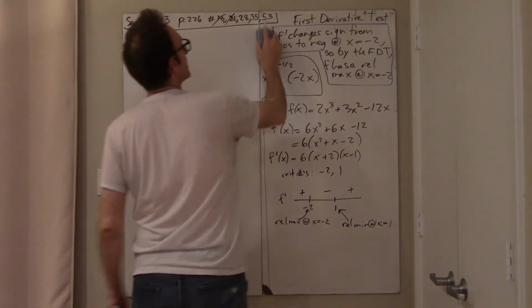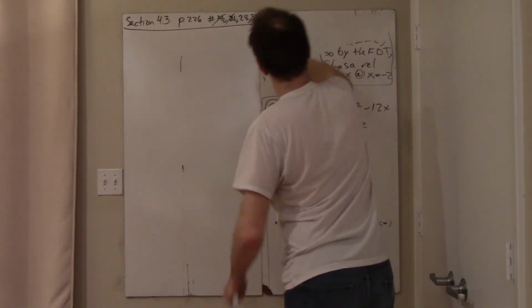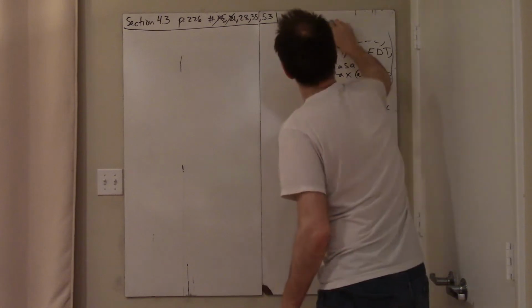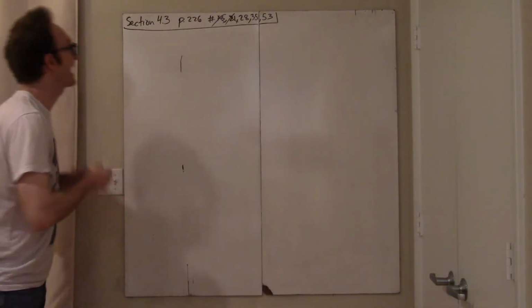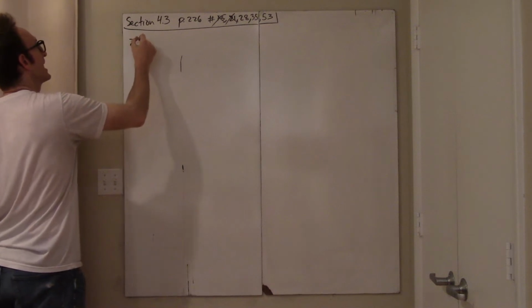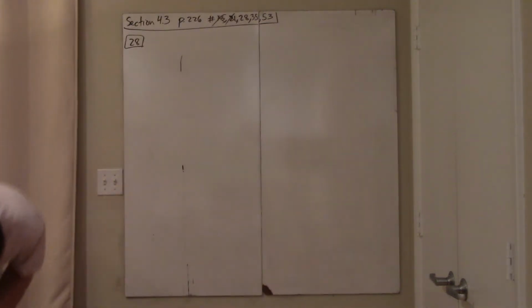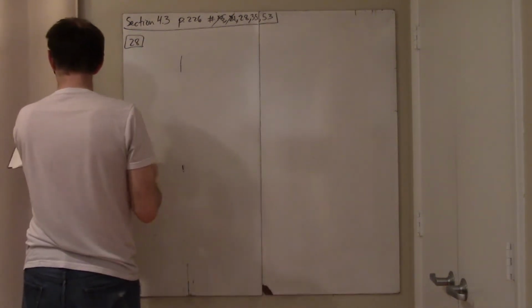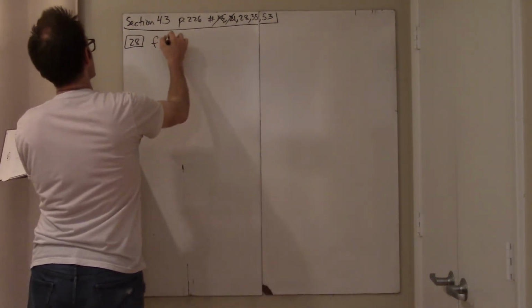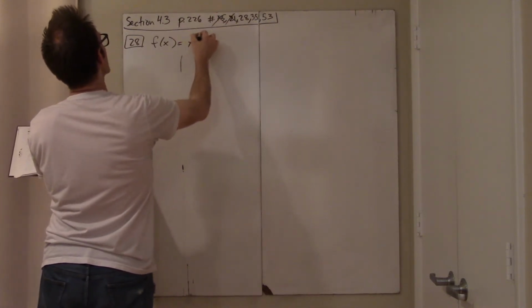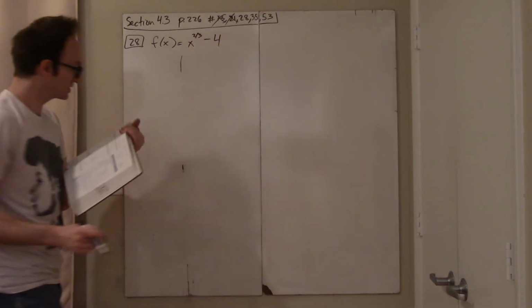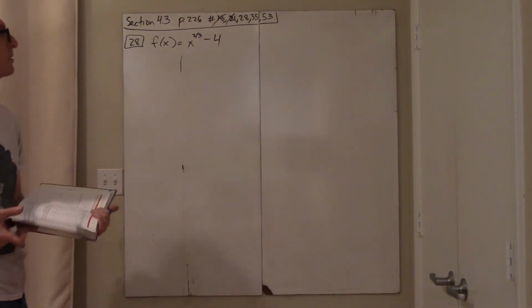Okay, I guess just erase everything. Okay, 28 is just another one of these same problems. I think this is actually a little bit different, but same kind of deal. F of x equals x to the 2/3 minus 4. Directions are, once again, find the critical numbers, and so on.